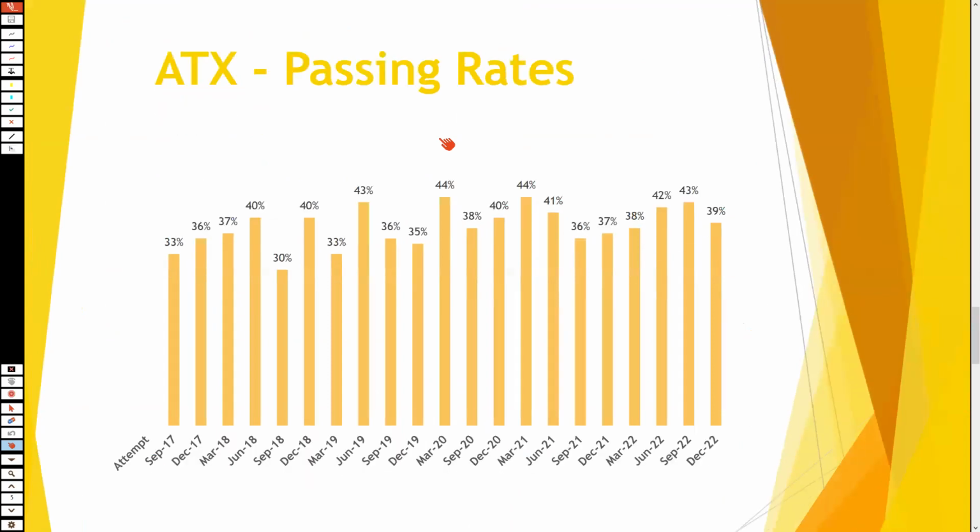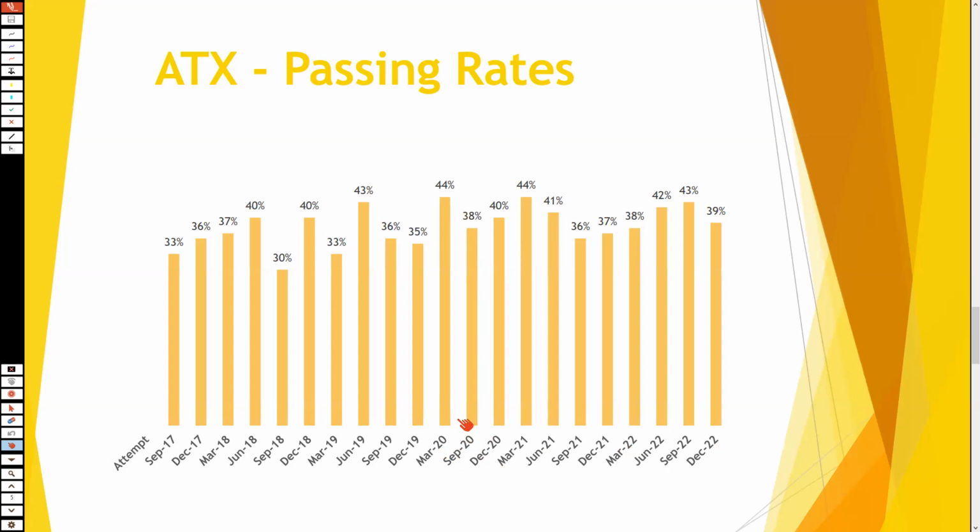ATX passing rates: the highest passing rate is 44% in any attempt, and the lowest passing rate is 30% worldwide. We have 21 attempts' passing rates in front of us from September 17 till December 22. These are 21 attempts, and obviously one of the attempts is missing. You can see that after March 20, directly September 20 exam results are in front of us. June 20 is not there because due to COVID, no exam was held for June 20.